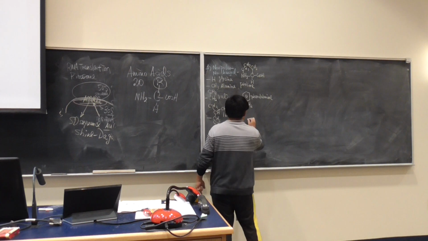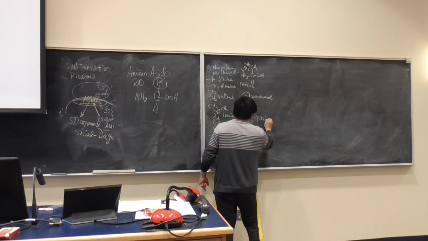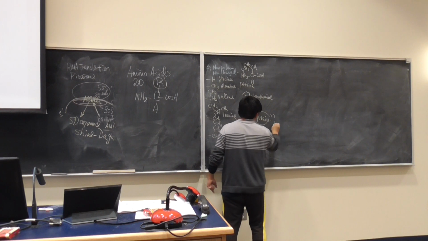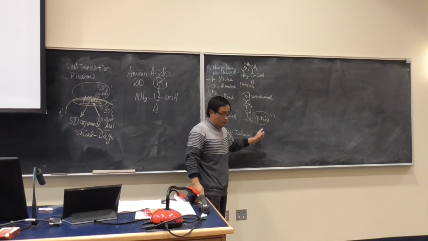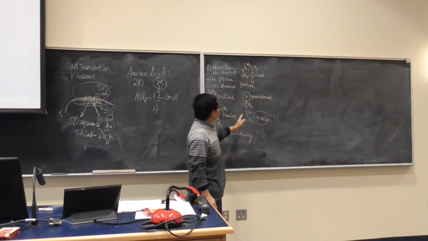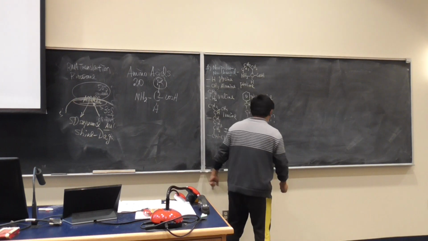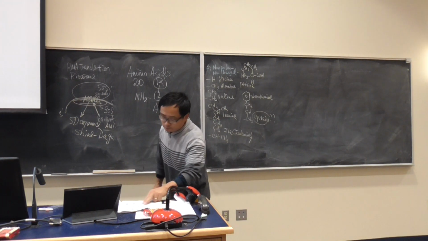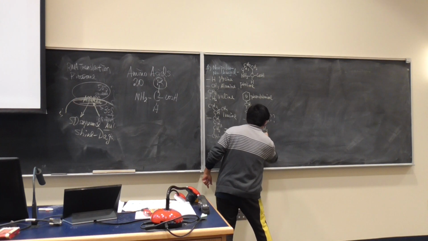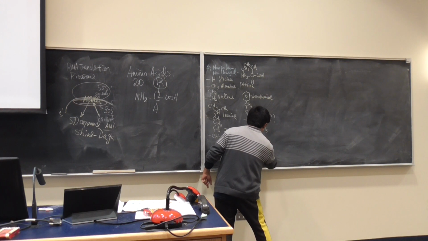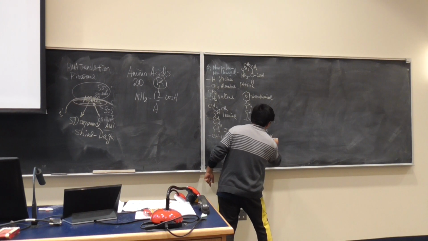Then the next one is CH2, SH. That is cysteine. But this guy is a question mark. Most of the textbooks put it as polar non-charged, but some textbooks put non-polar. And the last one is methionine. Okay, we just mentioned it. CH3, S, CH2, CH2. That's methionine.